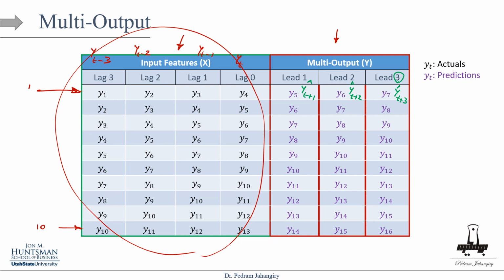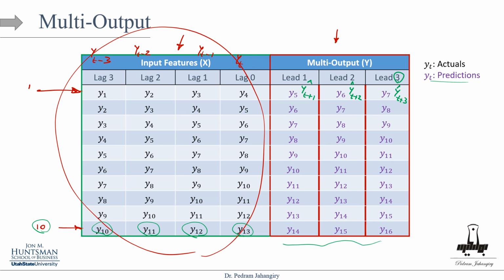So this is multi-output. For example, if we are at, I don't know, observation number 10, and we have the past days of information, y13, 12, 11, and 10, I can predict the next 3 days at the same time, right? So y14, y15, and y16, look at that, these purple ones are the predictions. So this is the difference between multi-output and single output.